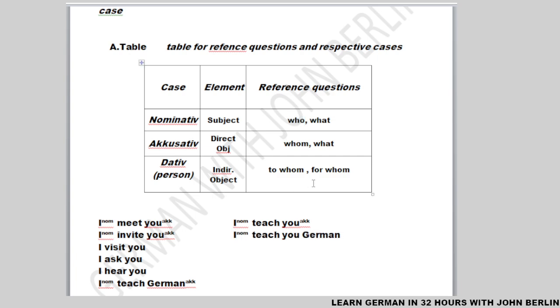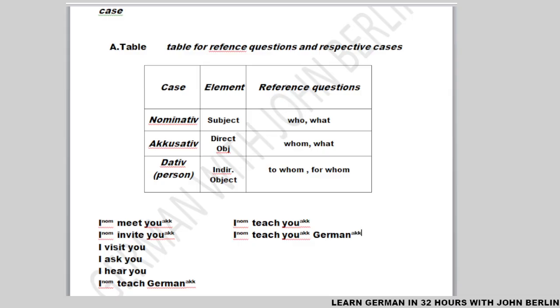Now the next question, very important. It's whom do I teach? Once again, you. Whom do I teach German? The answer is once again, you. So we write accusative. Now the third question could be once again, what do I teach you? Yes, so the answer is German, which is again accusative.